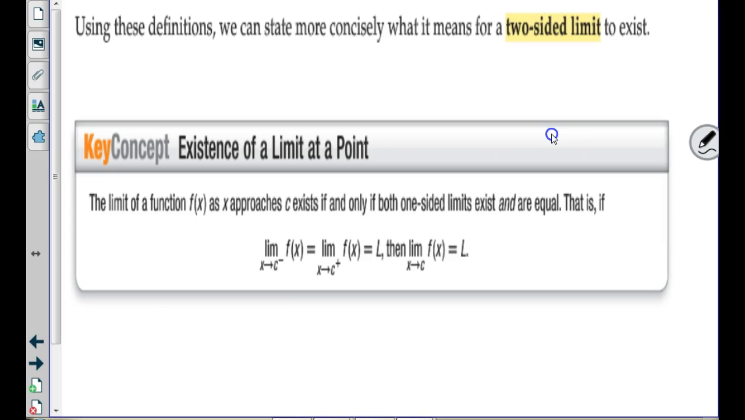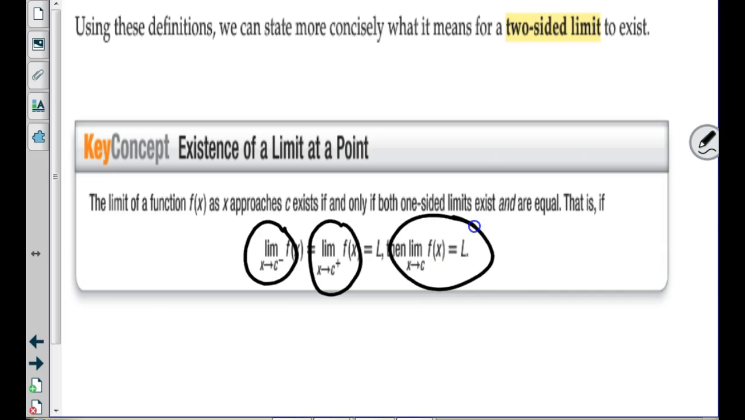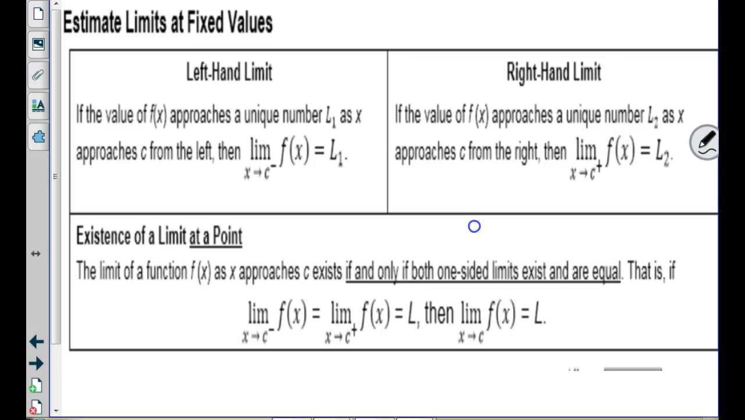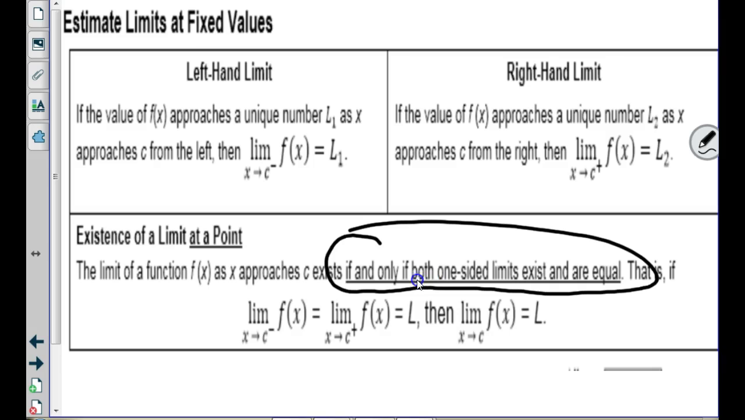A two-sided limit is when the left-hand limit and the right-hand limit are the same. Then you can say the limit exists at that number, and it exists at whatever you got for the L of both left and right. And that's what it says at the top of your paper. If you approach a number from the left and approach the same number from the right, then the limit exists if and only if both one-sided limits exist and are equal.